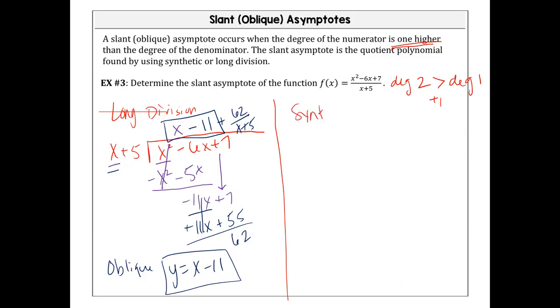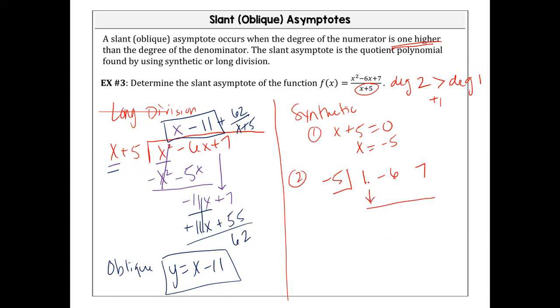So now when we do synthetic, this can work because our divisor is x plus 5, which is linear. Synthetic only works if it is linear. The first thing you do is take your denominator and set it equal to 0. That gives you x equals negative 5. That is what you're going to use for your synthetic division. So for the setup, I have negative 5. You're only writing your coefficients and constants. So we have 1, negative 6, and 7.